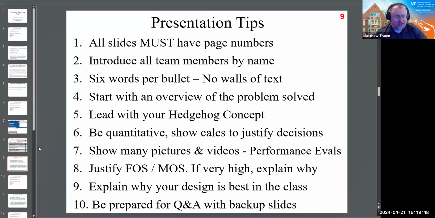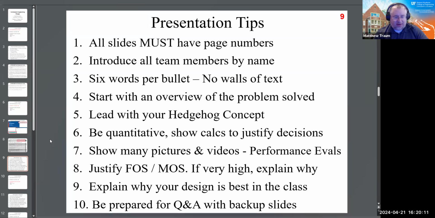Number 7 is show as many pictures as possible and show as many videos as possible. This connects in a way back up to number 3, which is no walls of text. The ideal presentation has no words in it at all. It's just picture after picture after picture with you talking about the pictures, putting them into context, describing why they're important and what they mean.